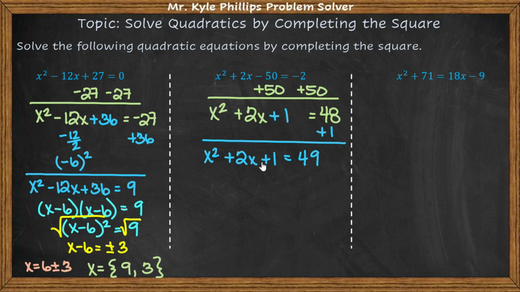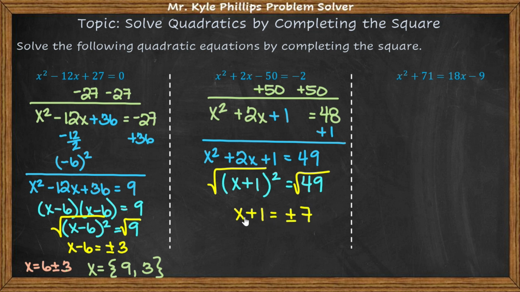My factors will be the same. So here we should be seeing that this is going to be x plus 1 and x plus 1. So here I have x plus 1 quantity squared equals 49. And now I can simply take the square root of both sides. So I have x plus 1 equals plus or minus 7. And now I can find the value of x by subtracting 1. So x here is negative 1 plus or minus 7.